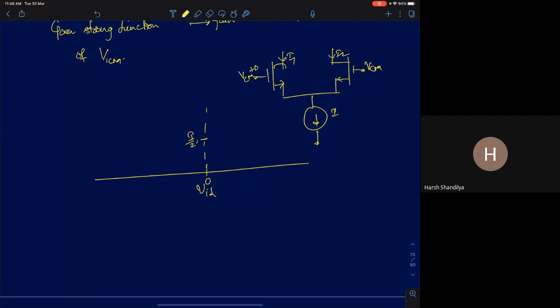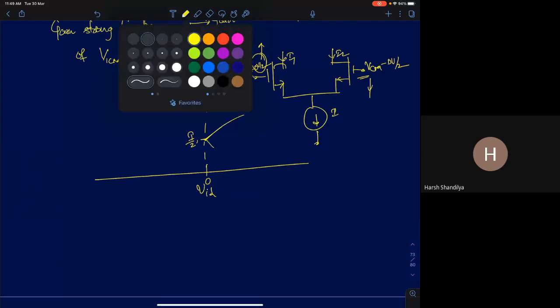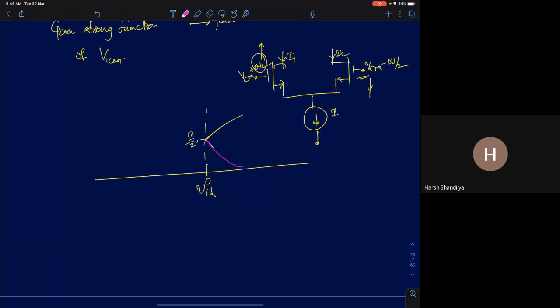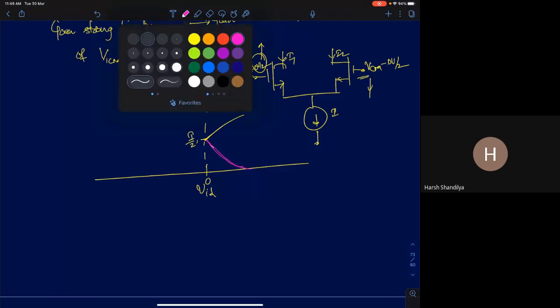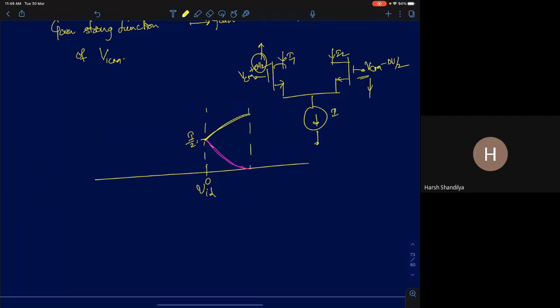Now I'm applying a voltage delta V by 2 here and minus delta V by 2 here. So I'm applying a differential voltage, but they are large signal now. As you increase delta V by 2 and decrease delta V by 2 on the other side, what should happen? Which one will increase? So when you increase delta V here, I1 starts increasing, I2 starts decreasing. So I2 here starts to decrease.